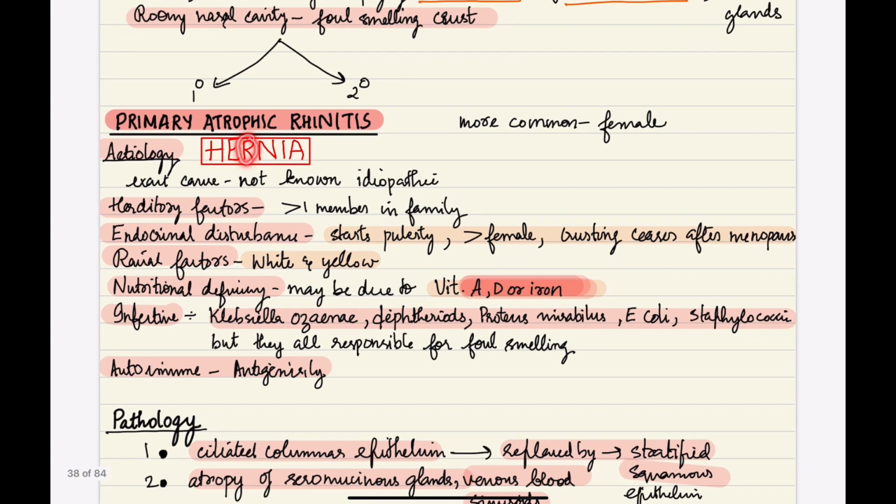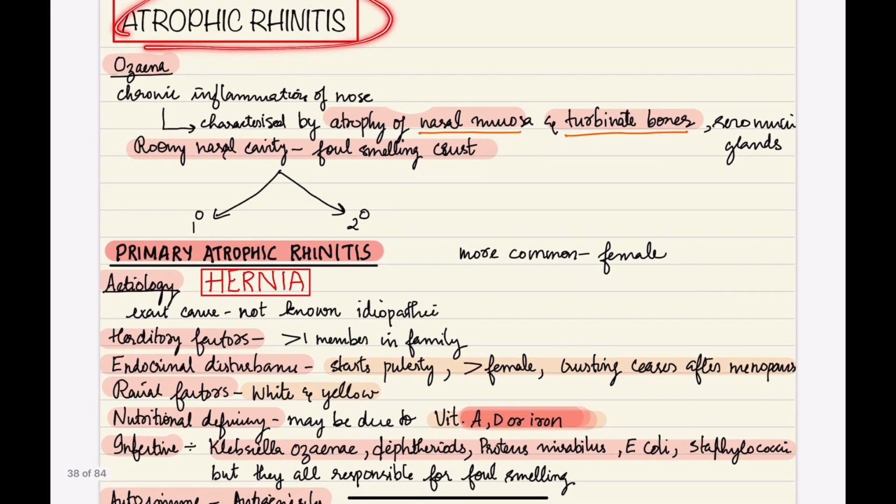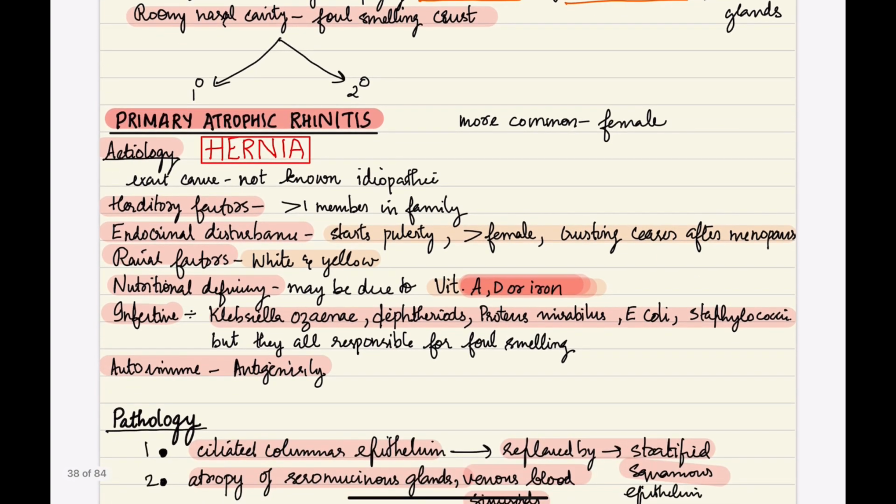Then R stands for racial factors. N stands for nutritional deficiency. This is important. It can be due to vitamin A, D, or iron deficiency. Then I stands for infective organisms. Klebsiella ozaenae is the most common one, which itself names the disease, as atrophic rhinitis is also known as ozaena. And also so many other organisms such as diphtheroids, E. coli, Proteus mirabilis, etc. A stands for autoimmune conditions.